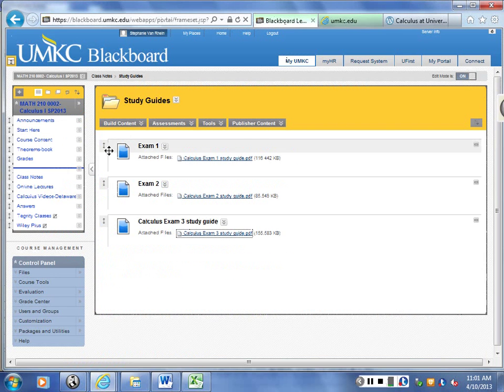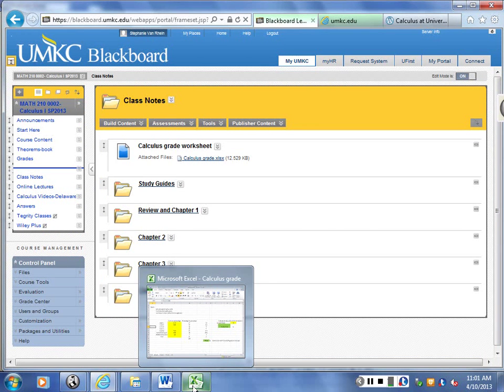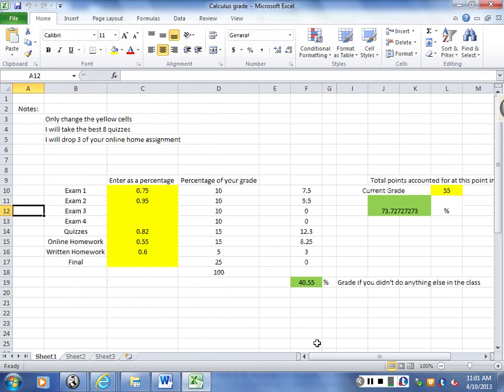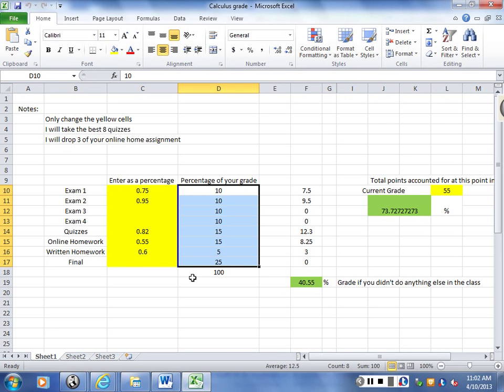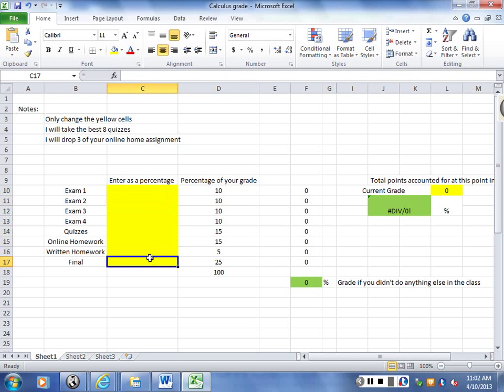Another thing I want to comment on, if you go to class notes, I've uploaded an Excel file. It's nothing fancy, but a lot of times Blackboard just gives you a raw score. It gives you, these were the scores I have recorded for quiz 1, quiz 2, quiz 3, homework, written homework 1, written homework 2, things like that. And then Wiley has your Wiley grade in it. And so the percentage of your grade is broken down here. And then this allows you to manipulate anything that's in yellow.